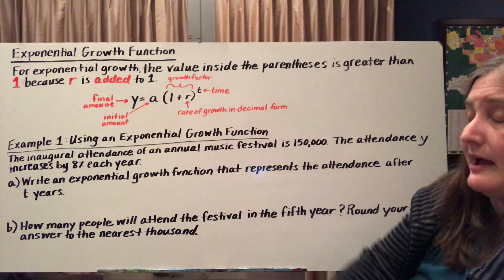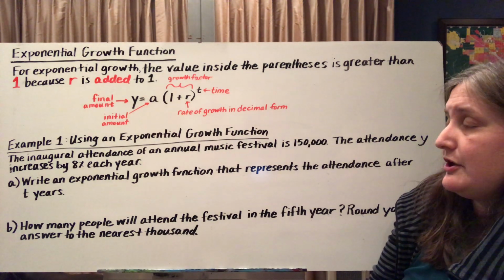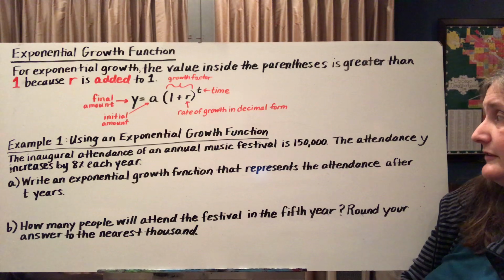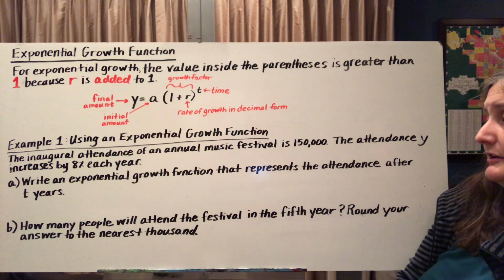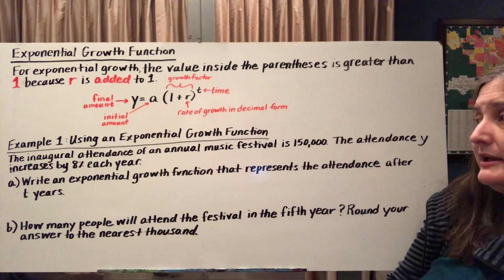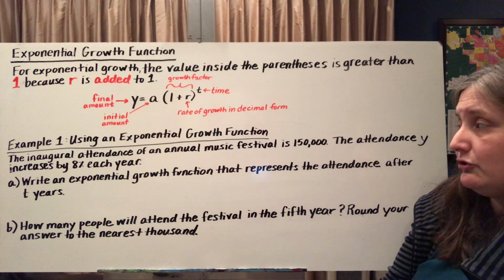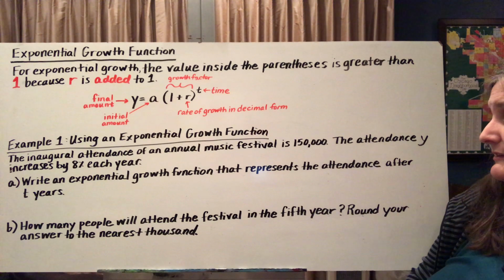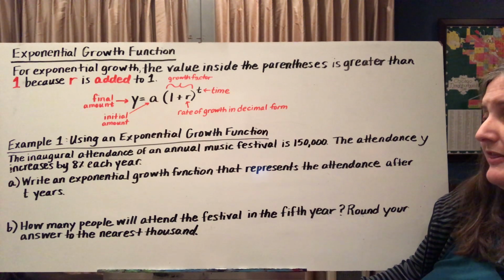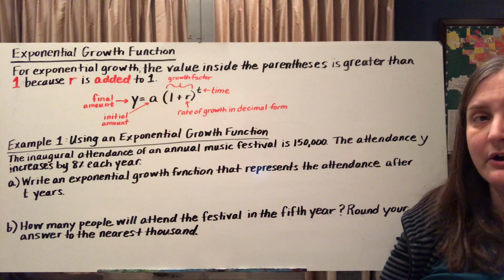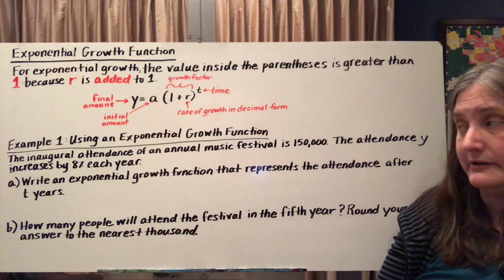T represents our time. So let's say that the inaugural attendance of an annual music festival is 150,000 people. The attendance, which will be represented by Y, has increased by 8% each year. Write an exponential growth function that represents the attendance after T years, and then figure out how many people will attend the festival in the 5th year, rounding our answer to the nearest 1,000.